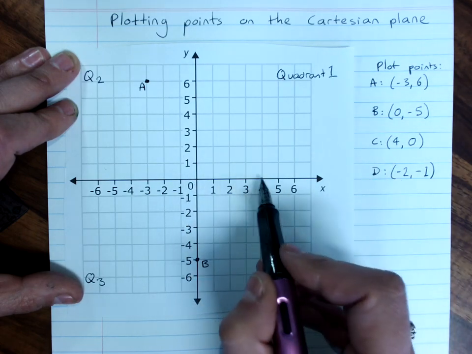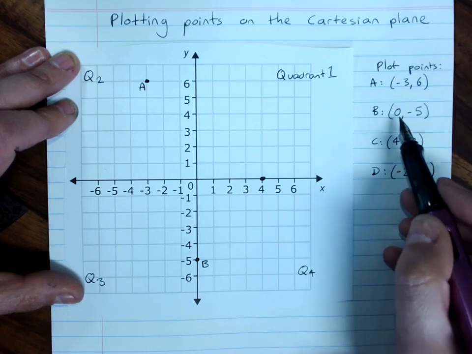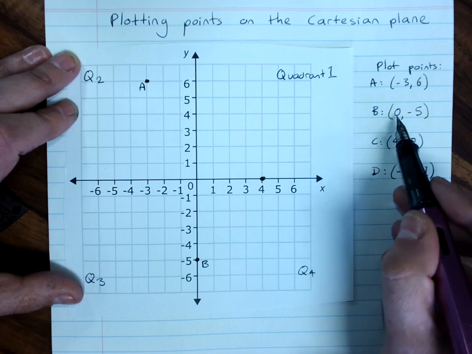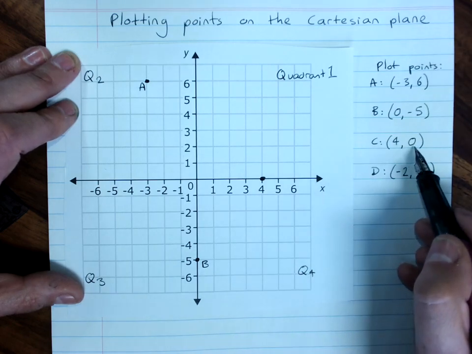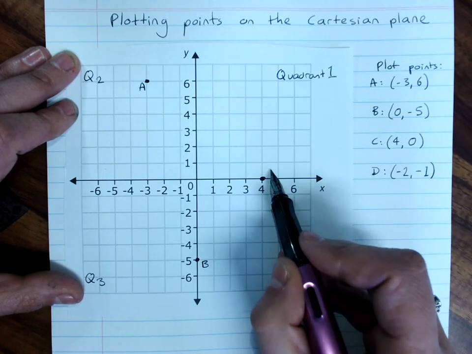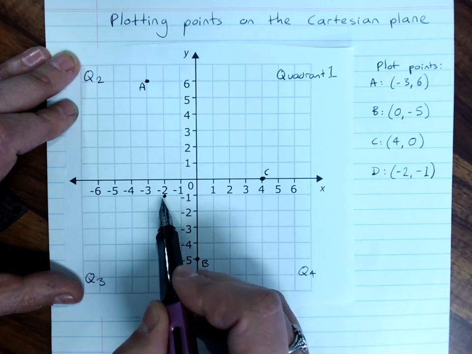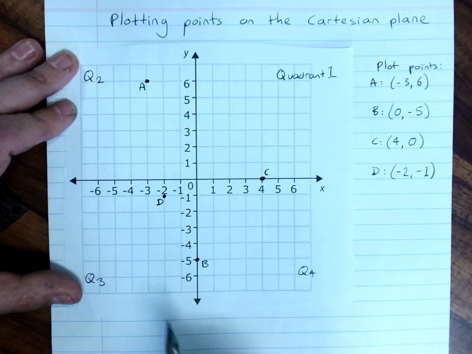C is at 4 on the x, 0 on y, which means it's just going to stay there. So you see, if it's got 0 in the coordinate, it's going to be on one of the axes. 0 on the x coordinate says it will sit on the y-axis. 0 on the y coordinate says it will sit on the x-axis. Oops, I didn't label that. Point D, -2, -1. So a reminder how you plot points.